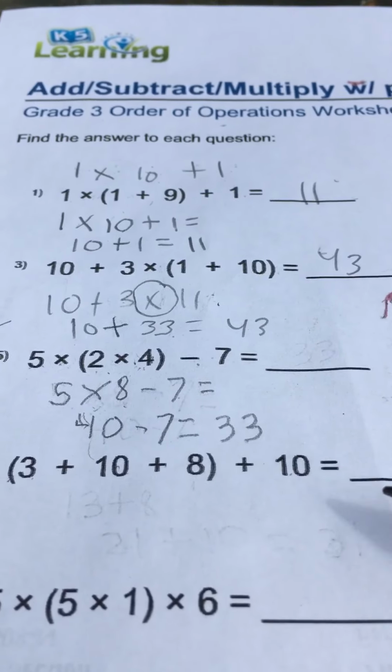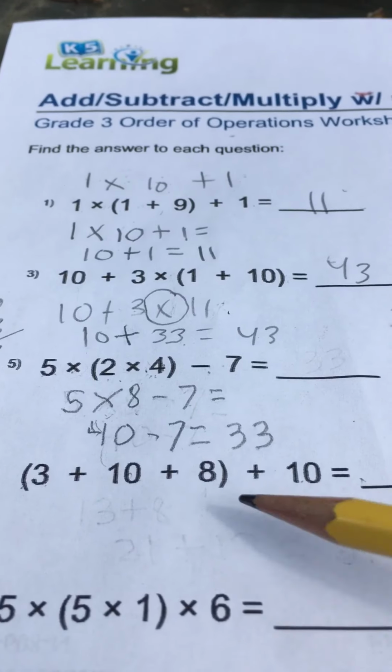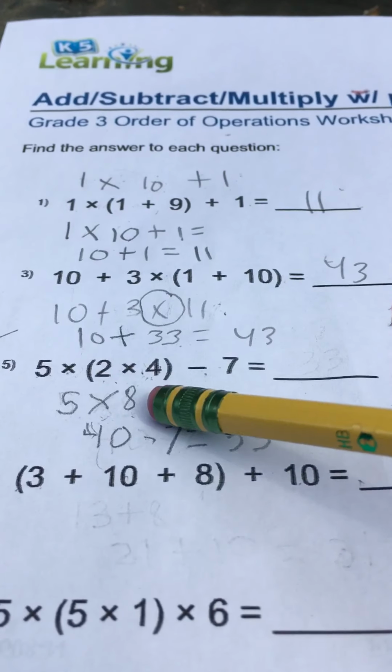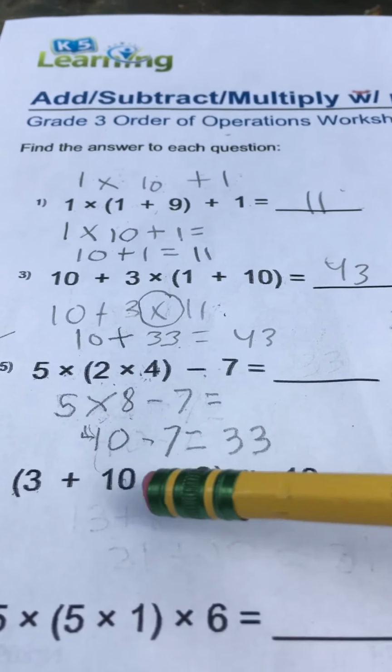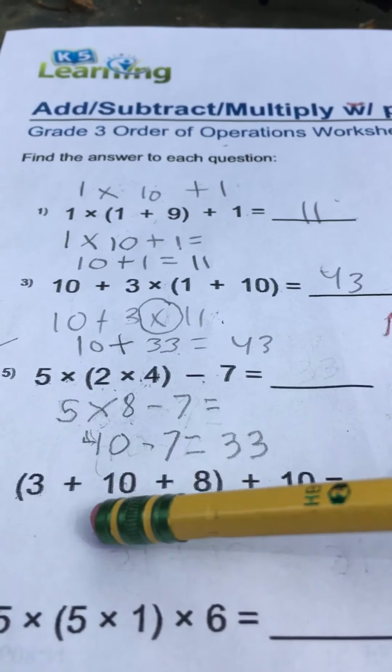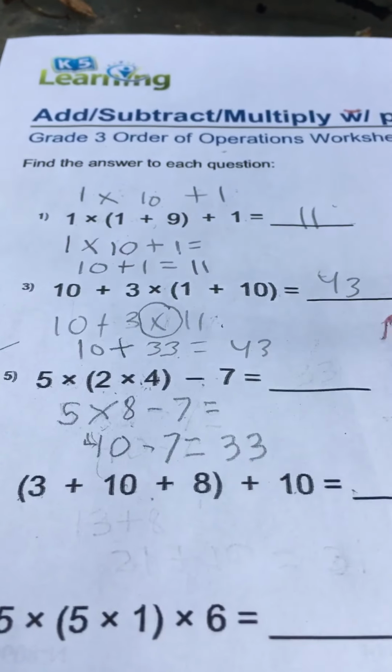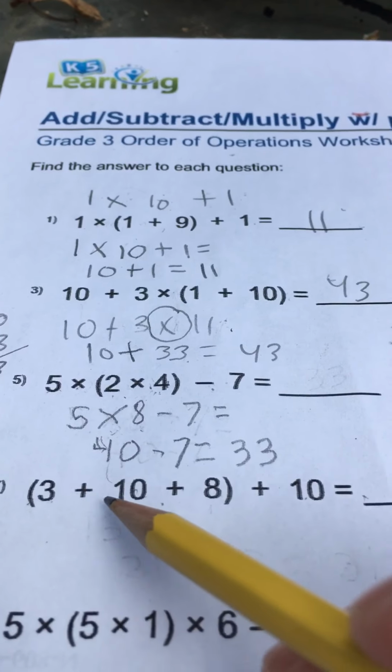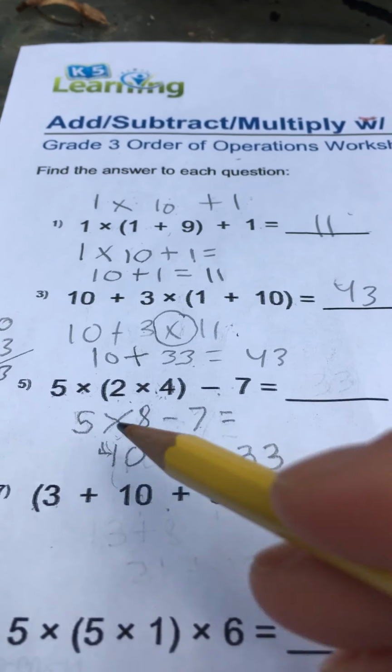Now this one looks confusing and scary, right? It's not. You know why? Because you're going to do what's in the parentheses first. And because it's addition, you're going to work from left to right. So, what's 3 plus 10? 13.